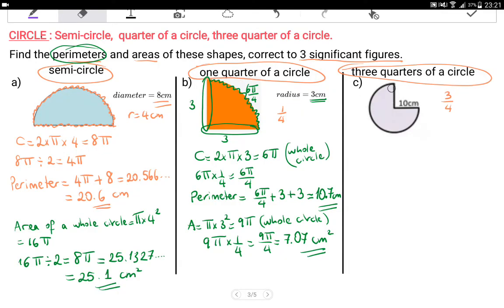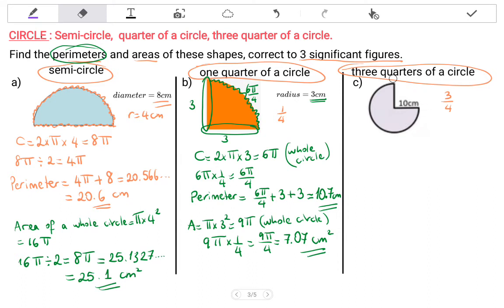In part C, we have a piece from a whole circle. This is 3/4 of a circle. So to get the perimeter, we need the total of side lengths. So one side length is here. So we need that piece. This is 3/4 of the circumference of a circle. And this length is 10, and it is the radius, and this length is also 10 centimeters, and it is the radius. So let's get the value of this piece from the circumference of a circle.